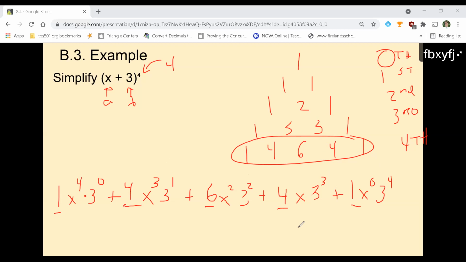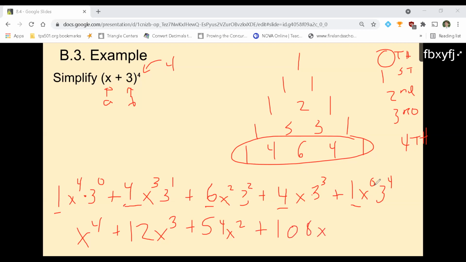And now this is just calculator work. 3 to the 0 is 1. 1 times 1 is 1. So this is x to the 4th. 3 to the 1st is 3 times 4 is 12. 3 squared is 9 times 6 is 54. 3 cubed is 27. Times 4 is, what is 27 times 4? 108.